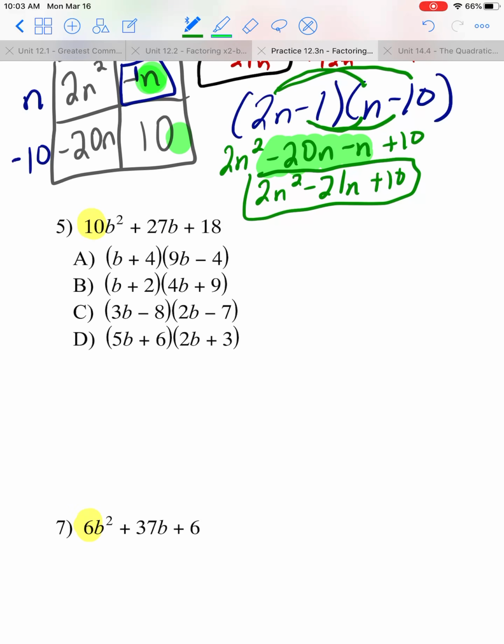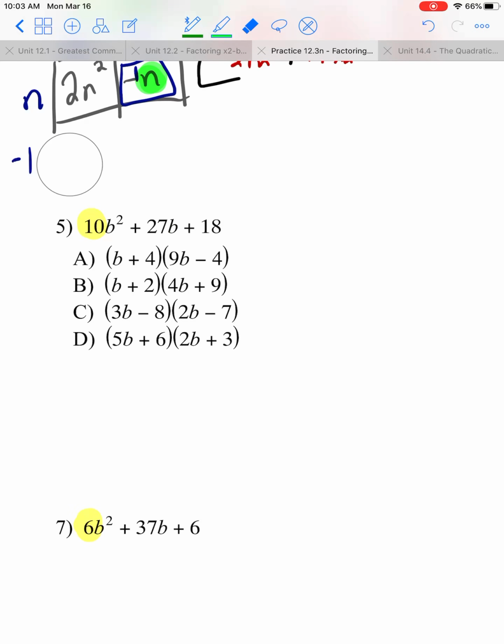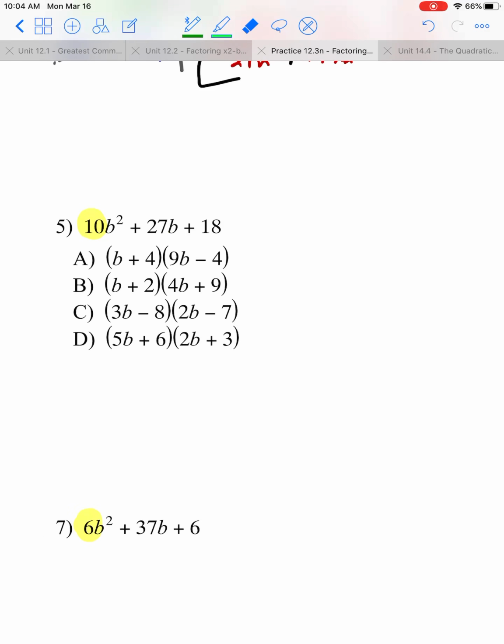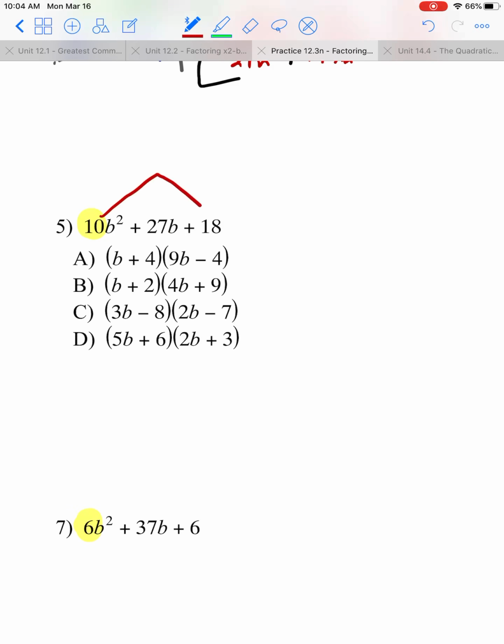All right, so I'm actually going to erase this work up here so I have a little more room. You'll still be able to see it if you just rewind the video. Remember, I have to multiply my first term and my last term. 10b squared and 18 is going to be 180b squared. So I have to find the factors of 180.